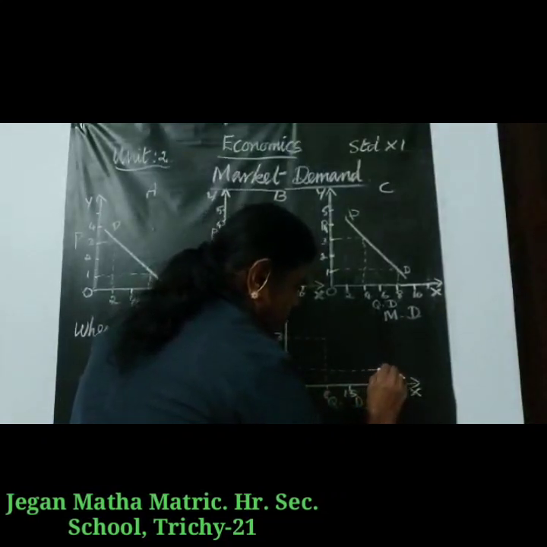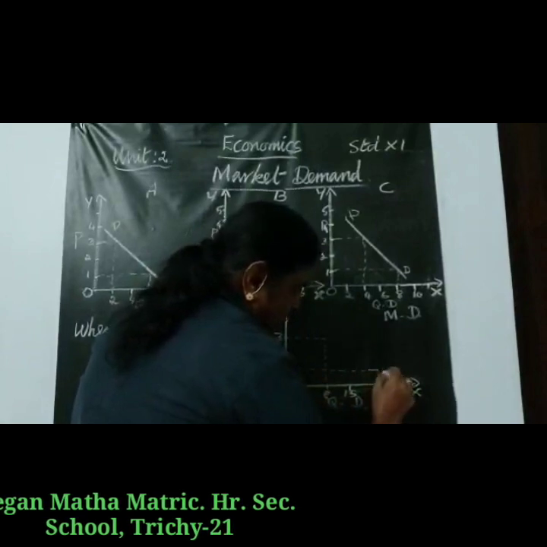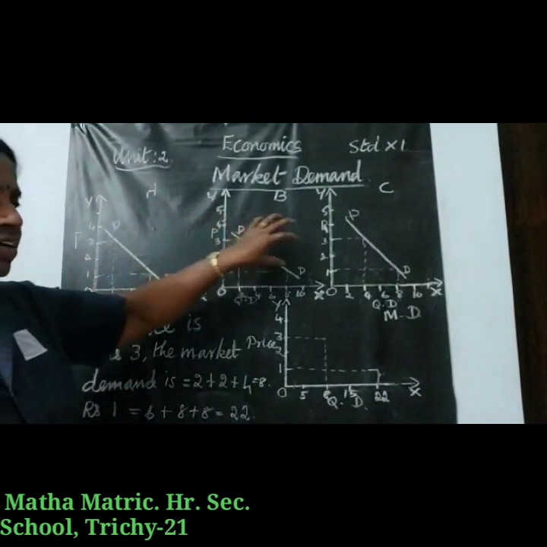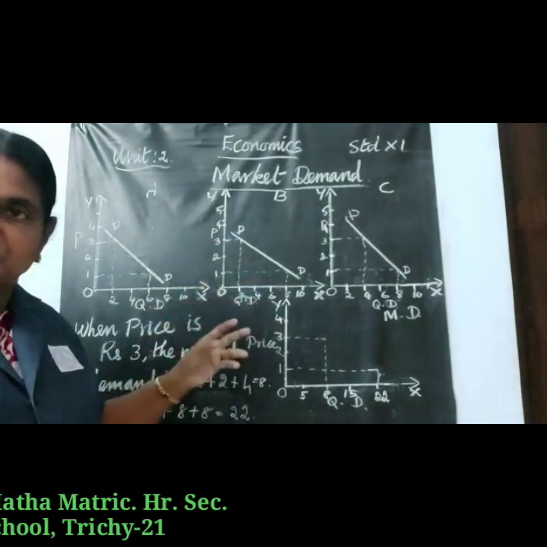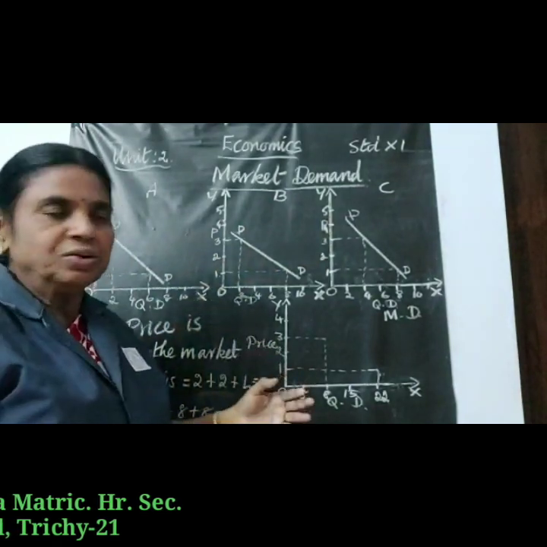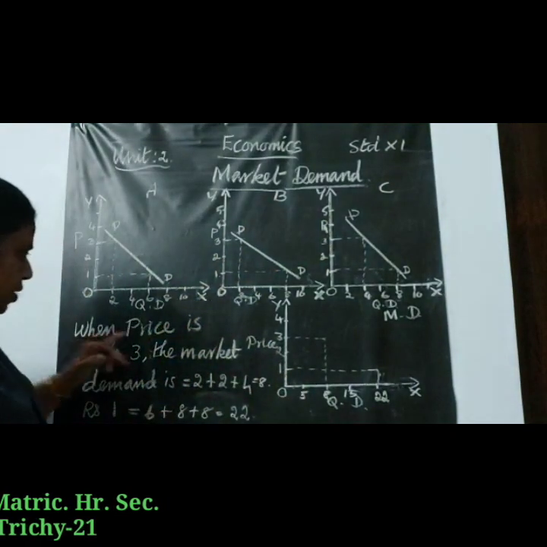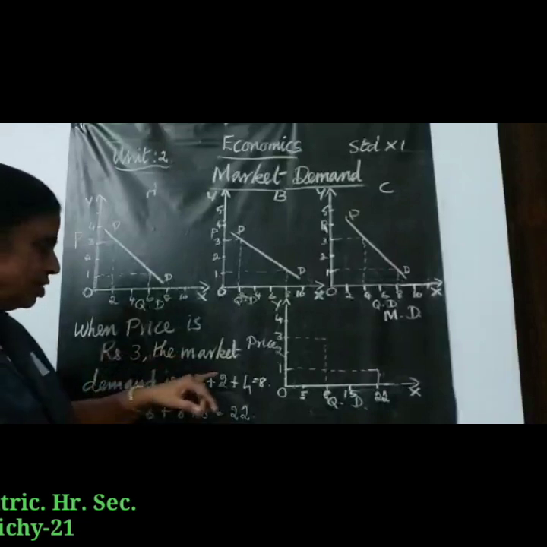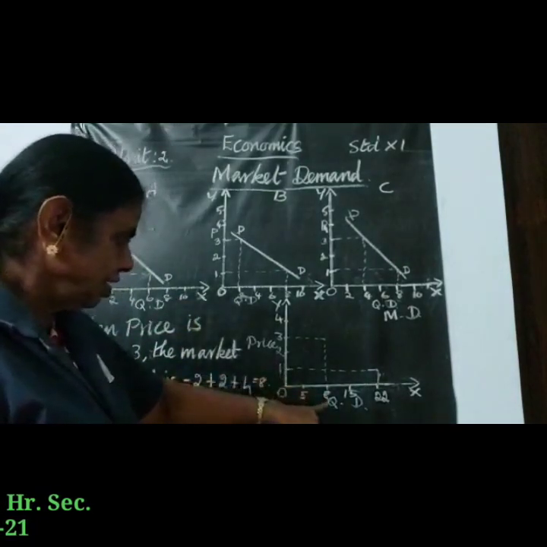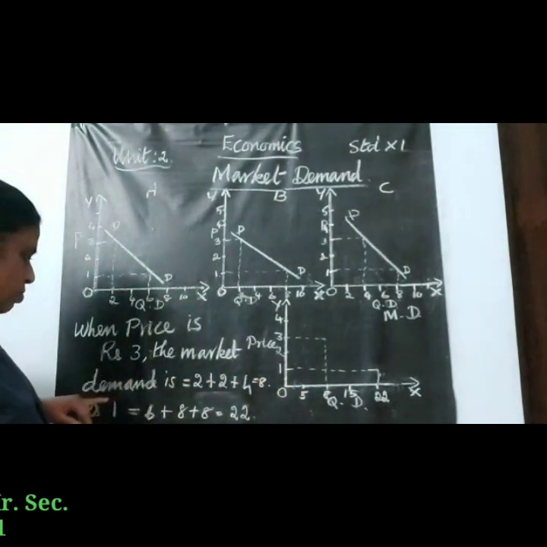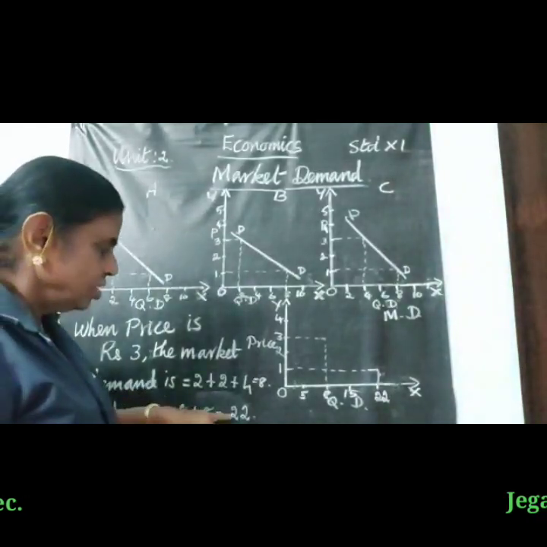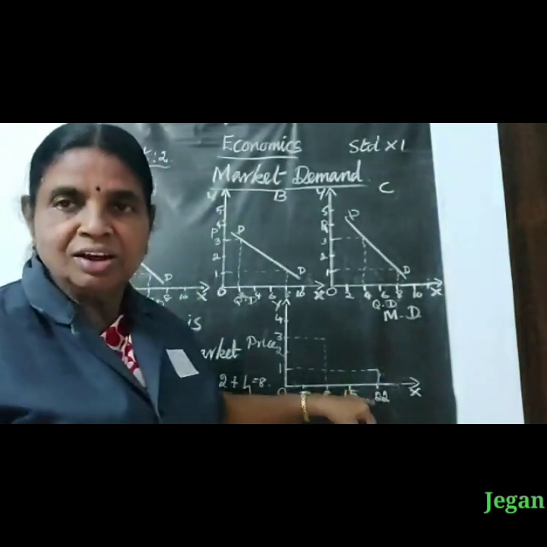So this is what you have to just calculate to understand. Now see, individual A, B, C demand differ when the price is rupees 3 and when the price is rupees 1. All total, when the price is rupees 3, the market demand is 2 plus 2 plus 4, 8. So we have marked here 8. And when the price is rupees 1, the market demand is 6 plus 8 plus 8, 22. So we have marked here 22.